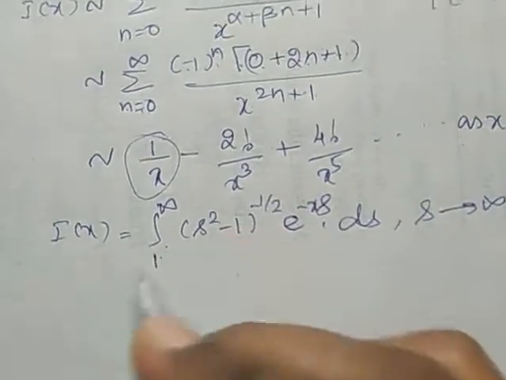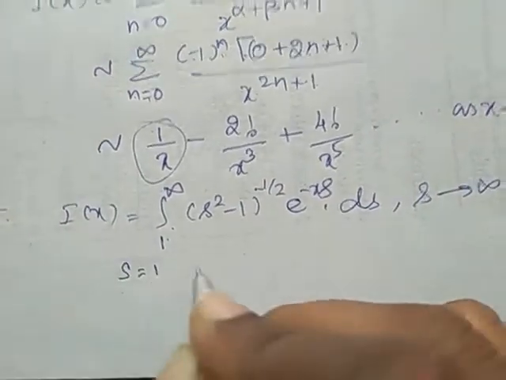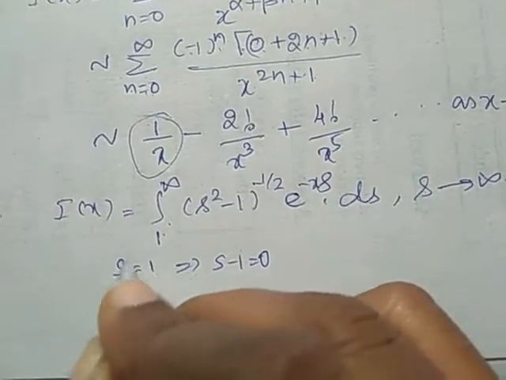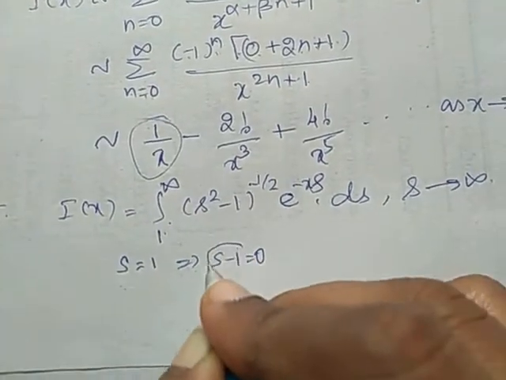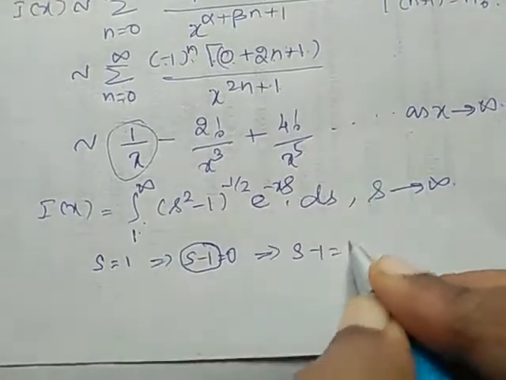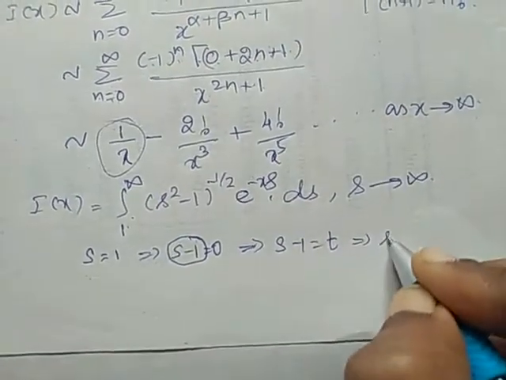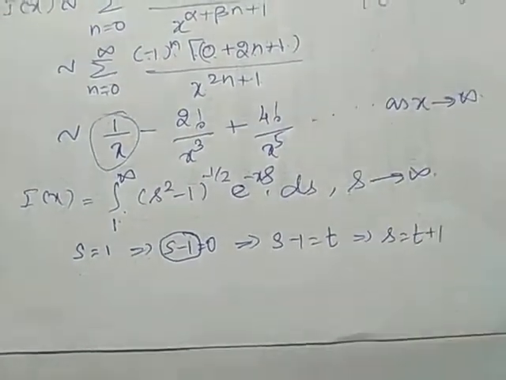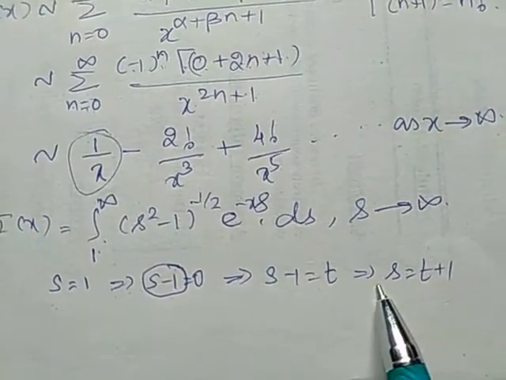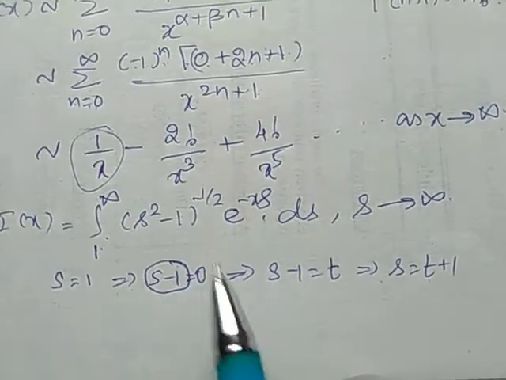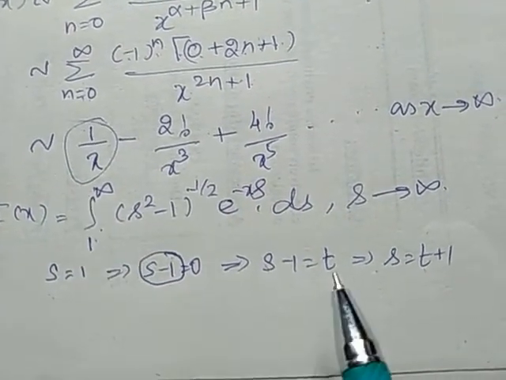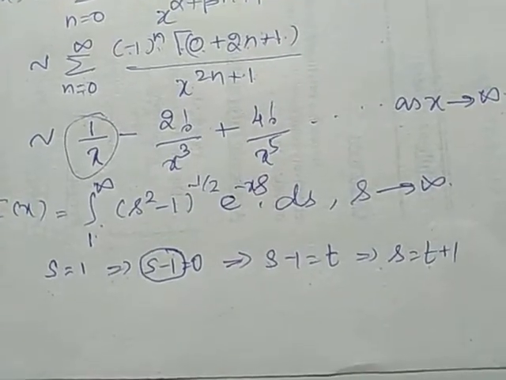So what is our lower limit? S equal to 1. This implies s minus 1 equal to 0. Right? I am shifting this to this side. I am going to take s minus 1 as t. S minus 1 equal to t. This implies s is equal to t plus 1. I am going to substitute s equal to t plus 1. So what is ds? dt. When s is equal to 1, t is 0. When s is infinity, t is infinity.